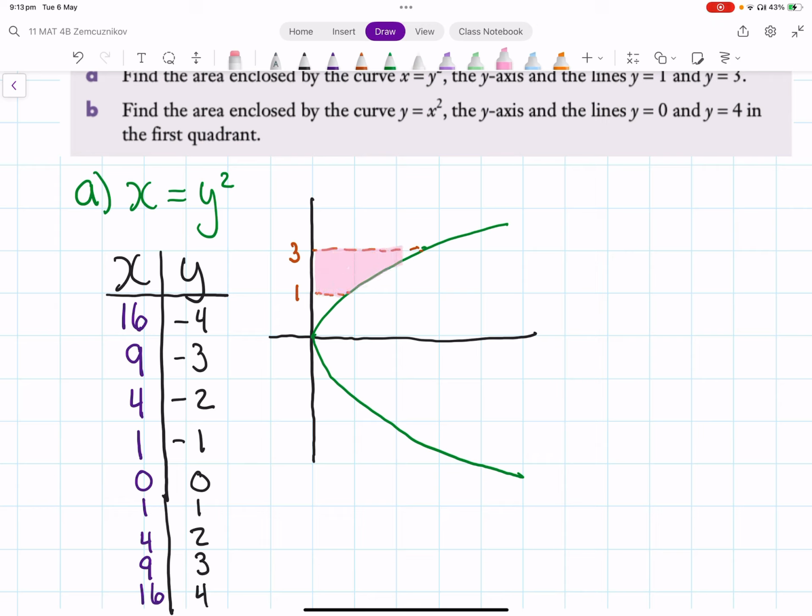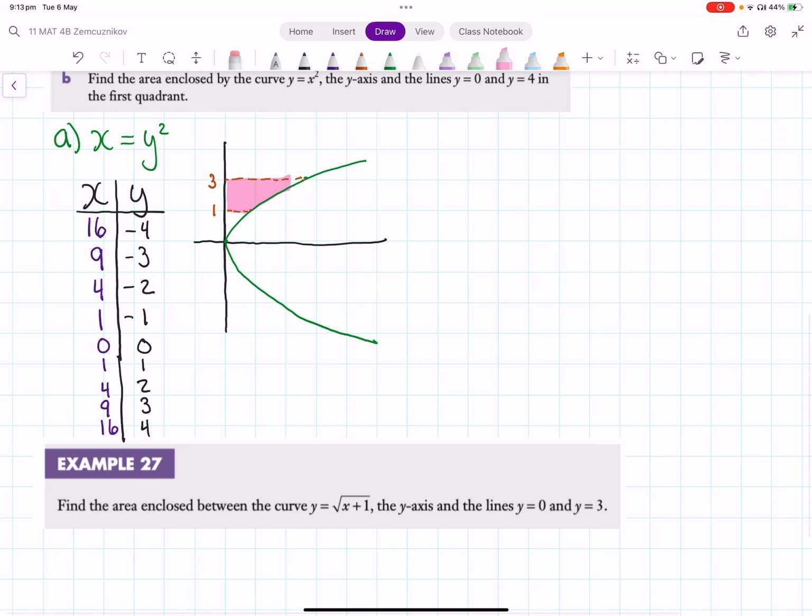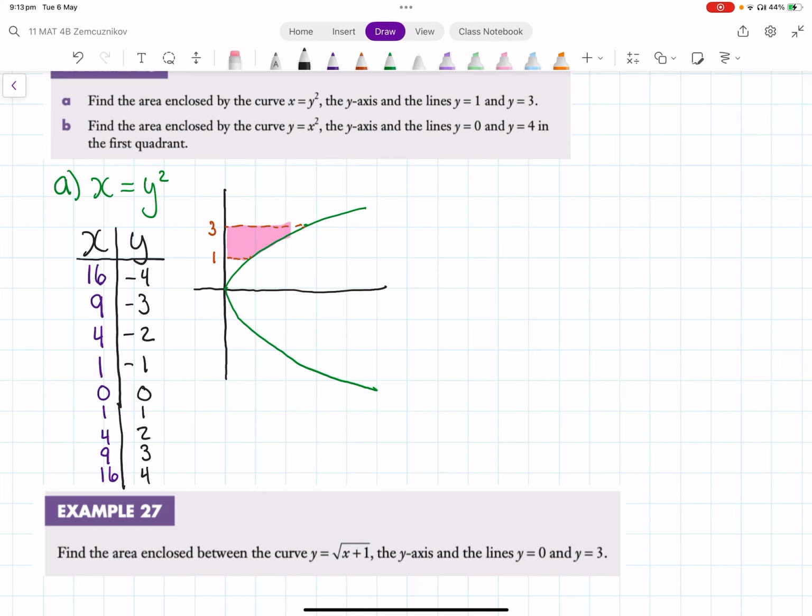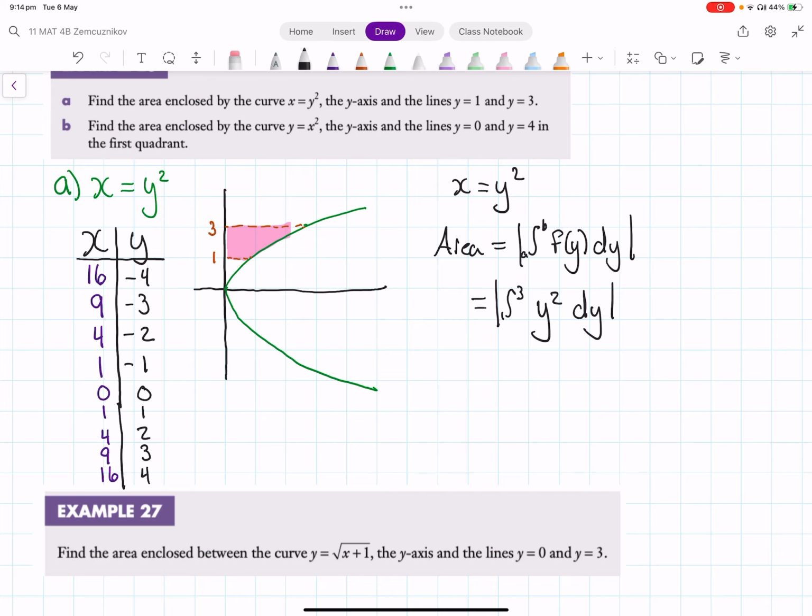Okay, well, the sketch was the harder bit. Once I've done that, I know my function is x equals y squared. I know if I want to find my area for that, I'm going to take the absolute value of the integral between a and b for my function in relation to y dy. So in this case, my lower boundary is 1, my integral's upper boundary is 3, my function is y squared, and dy. Let's chuck in those absolute values again.